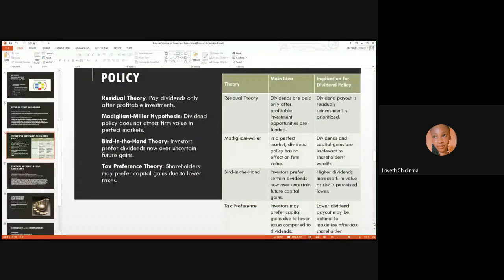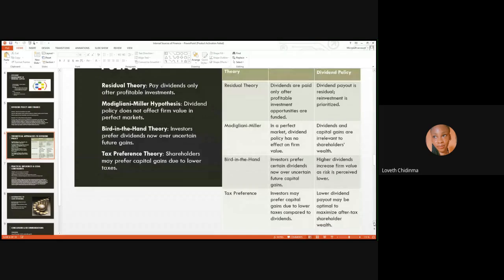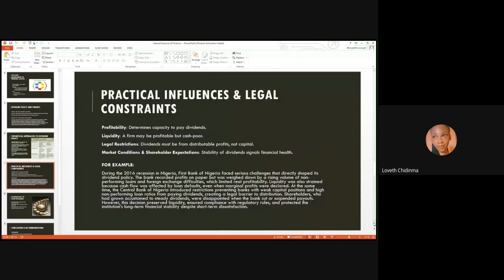Lower dividend payouts may be optimal to maximize after-tax shareholder wealth. So we have practical influences and legal constraints. Profitability determines capacity to pay dividends. While on liquidity, a firm may be profitable but cash poor. Legal restriction: dividends must be paid from distributable profits, not capital. Then market conditions and shareholder expectations. Stability of the dividend signals financial health.